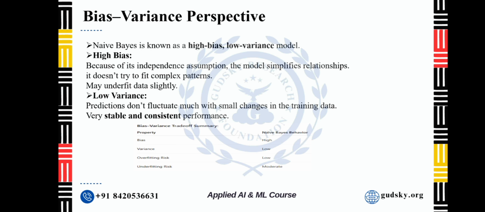So here is the bias-variance trade-off summary. In the table we see naive Bayes behavior: bias is high, variance is low, overfitting risk is low and underfitting risk is moderate. So this is the bias-variance perspective.